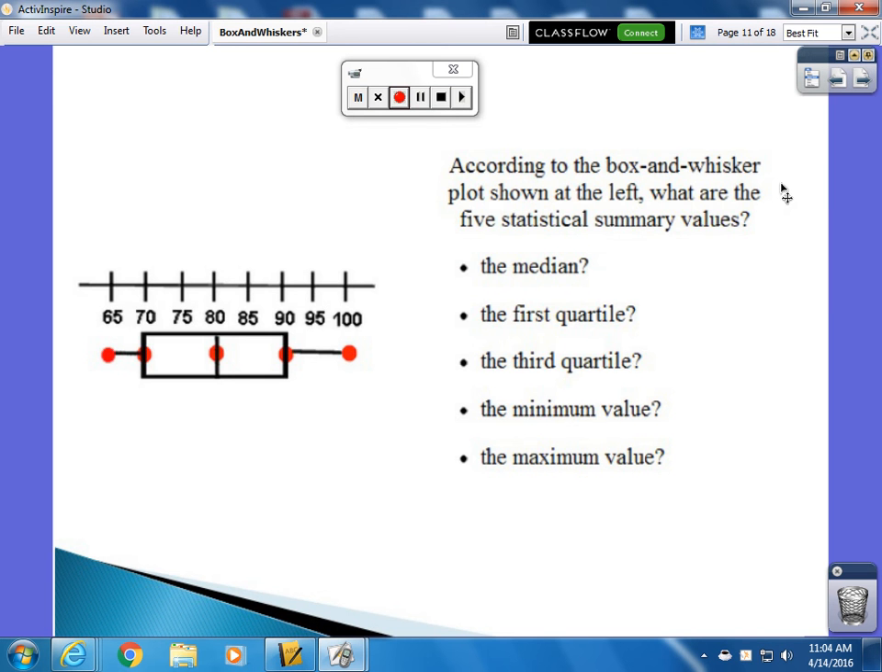According to this box and whisker plot, what are the 5 statistical summary values? Well, you look at your median, which is 80. Your first quartile, 70. Your third quartile is 90. Your minimum value, or your lower extreme, is 65. And your maximum value, or upper extreme, is 100.